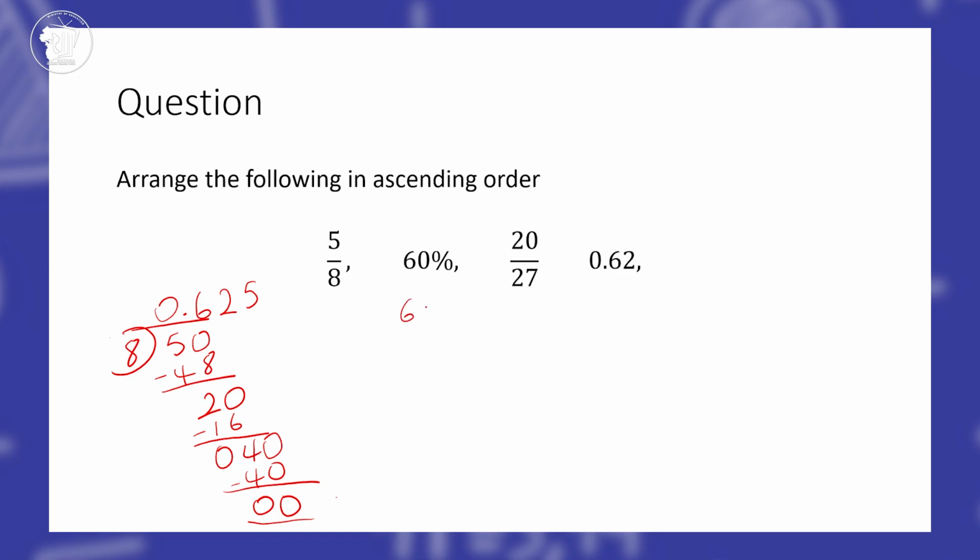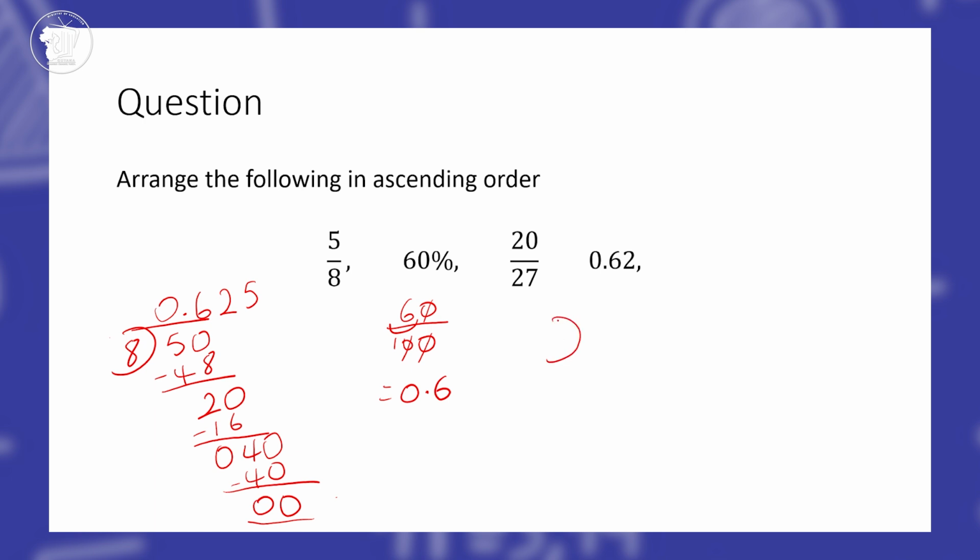So this would be 60 over 100. And we know that we can simply divide this. So this 0 cancels with that 0. This 0 will bring the point back here. So this would be 0.6. So 60 percent to a decimal would be 0.6. So the next thing we want to convert is 20 over 27 to a decimal.